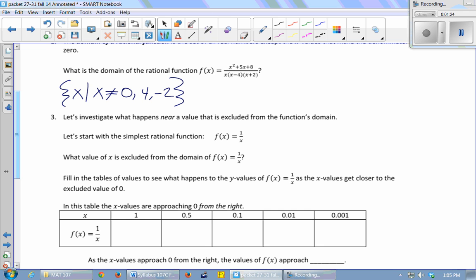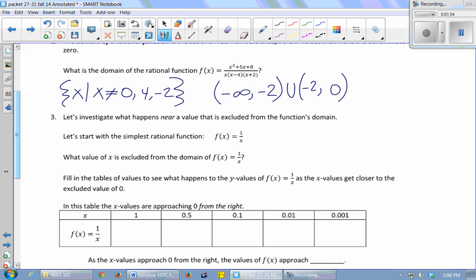So start thinking -infinity to infinity, and then we have to pull out these values. So it's going to be -infinity up to the first excluded value, which is -2, right? If you're moving left to right, you have to take out the -2. So we say up to -2, but not including that -2. Union that with -2 to my next excluded value as I move from left to right, which would be 0.